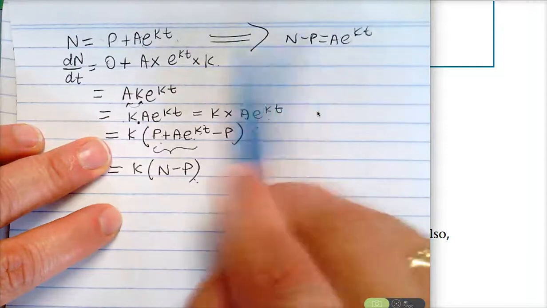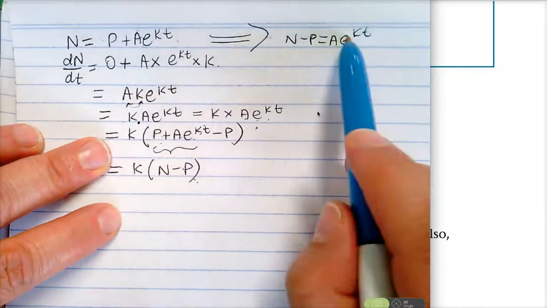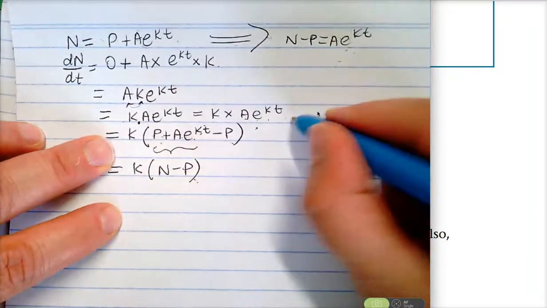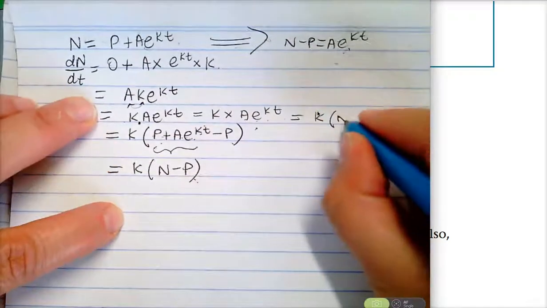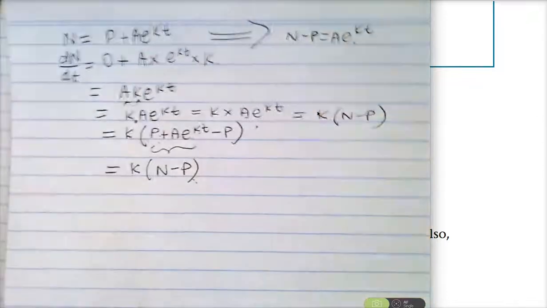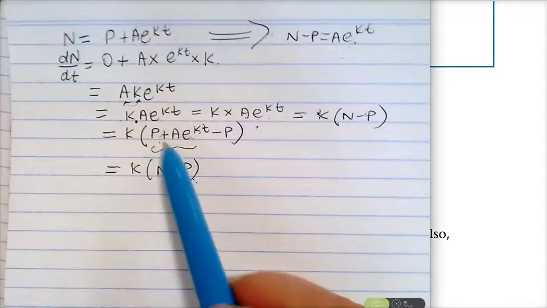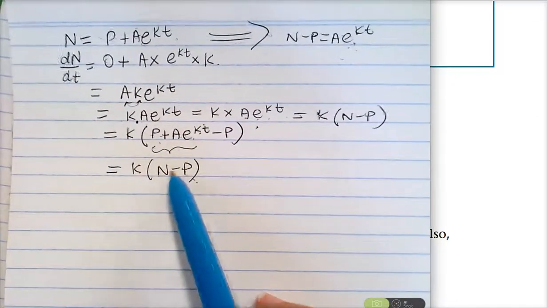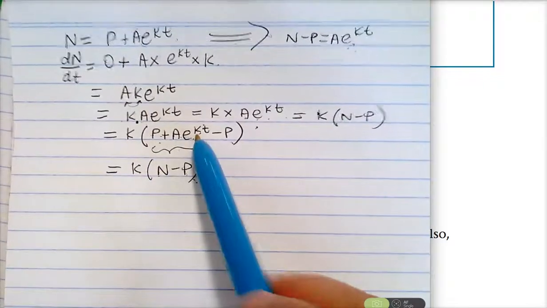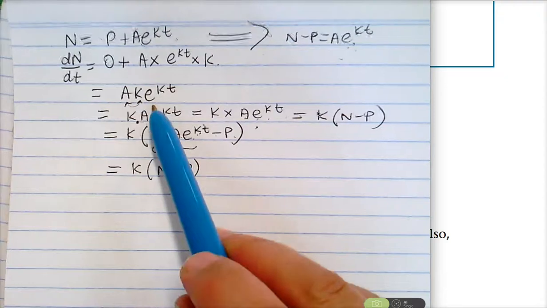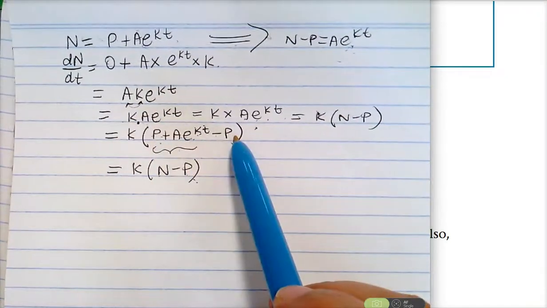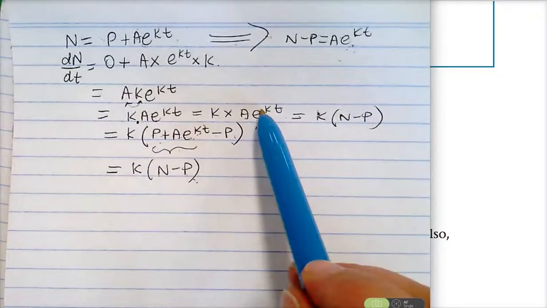With your first line, just rearrange it up here. So therefore, AE to the KT is, what is it? N minus P. Provided you're just showing that rearrangement, that's easier. Now what they've done here, you're trying to show that it's N minus P. That's what N is, minus P. That is the P minus P cancel. If you don't get that, just do it this way.